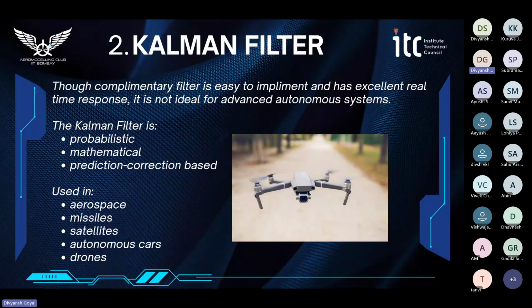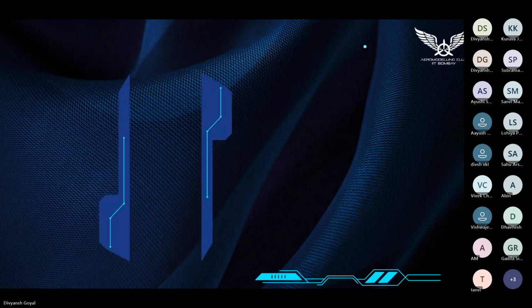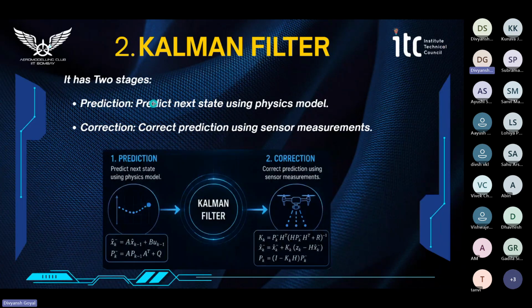So, as we have talked about, the Kalman filter is more on the advanced, autonomous flight side. It is more probabilistic and mathematical. It is mainly based on a model called the two-stage prediction model. So, it has two stages. First is the prediction stage, in which we use a physics model, kinematics only, to predict the next state of our drone. And with the readings which we get from the sensor, we correct those predictions.